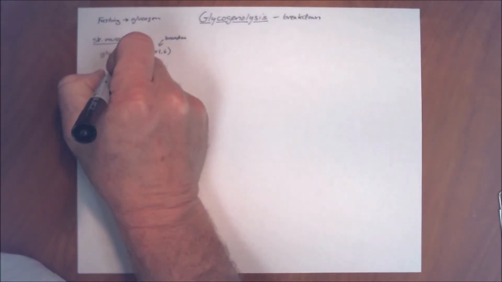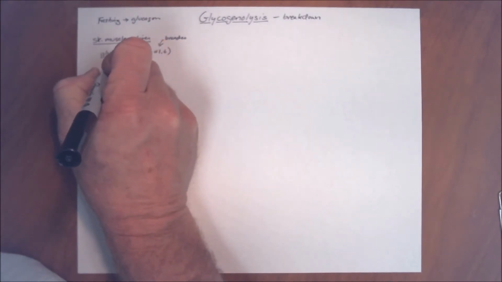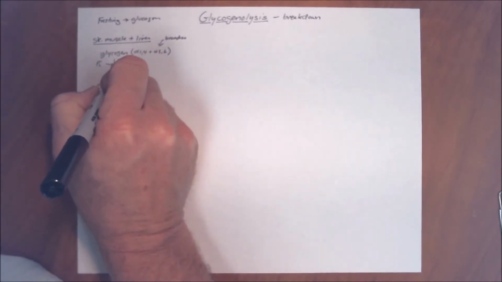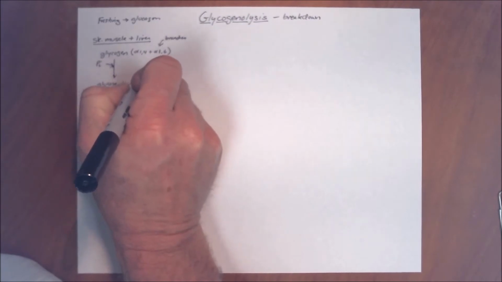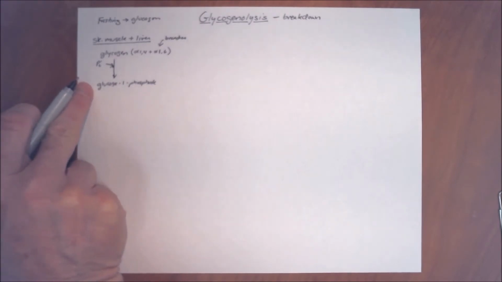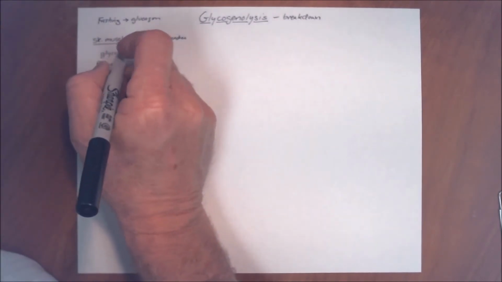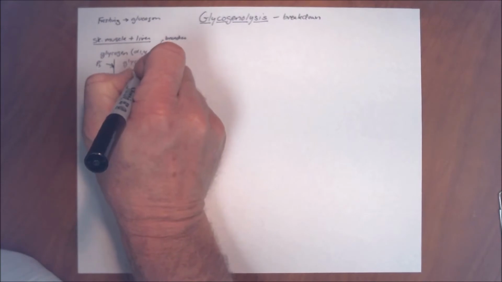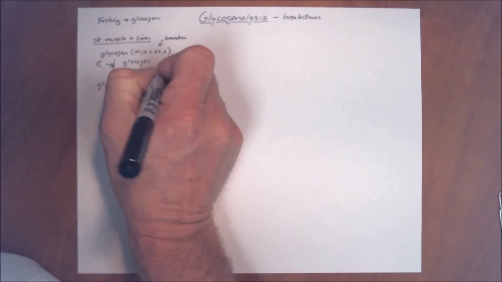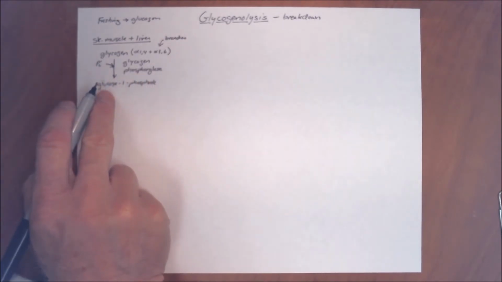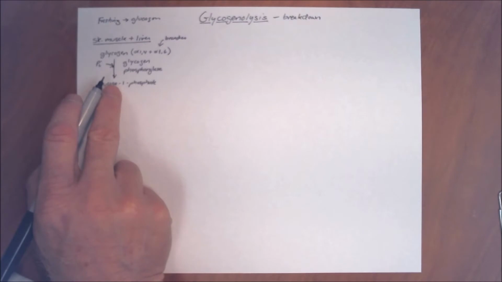So the first step in this reaction is to add inorganic phosphate to create glucose 1-phosphate. So this simple one-step reaction is going to release a glucose monomer from the glycogen polymer. The enzyme that does this is glycogen phosphorylase. Phosphorylase enzymes generally add inorganic phosphate to reactions for lysis. So instead of hydrolysis with water, we're adding a phosphate, so it's phosphorylase.